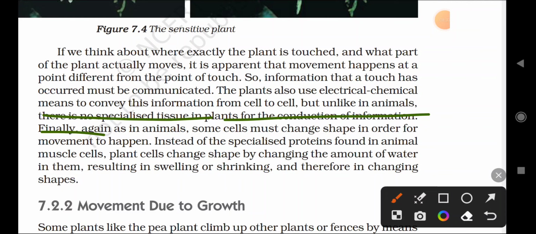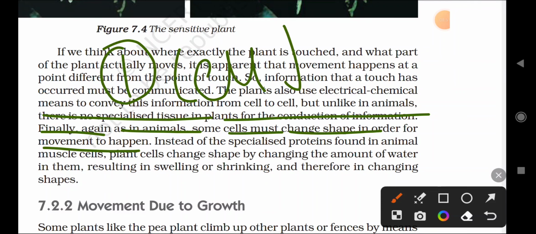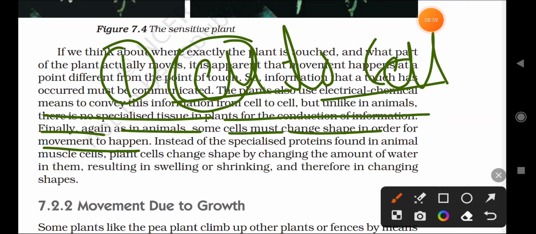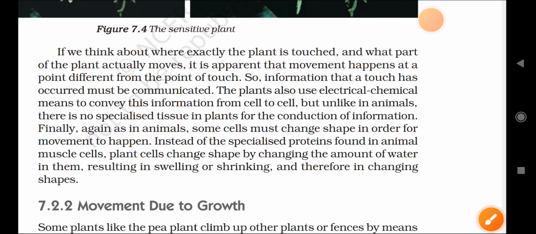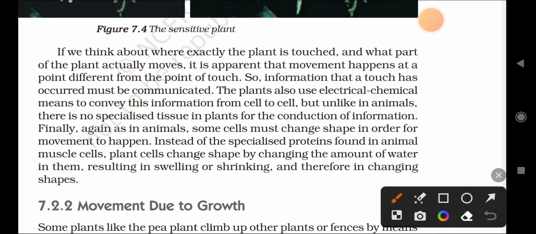Already you know that. Finally, as in animals, some cells must change their shape in order for movement to happen. You already learned in the previous video that the information gathered in the cells is transferred from cell to cell by electrical method, right? So for that the cells are moving. In the animal they have cells and while the cells are moving, they transfer the information from one cell to another. But in plants there is no tissue, there is no cell. So then how do they move the information from one cell to another cell?